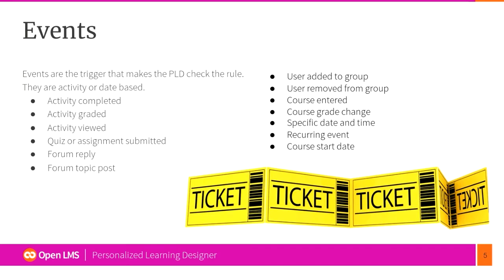So looking at events for a moment. Events are the trigger that makes the PLD check the rule. These events can be action-based, for example, a student submits an activity, or they can be date-based, such as checking a student login every 3 days. You can see each option here, there's an outline of what each option does, and I'll go through each one.